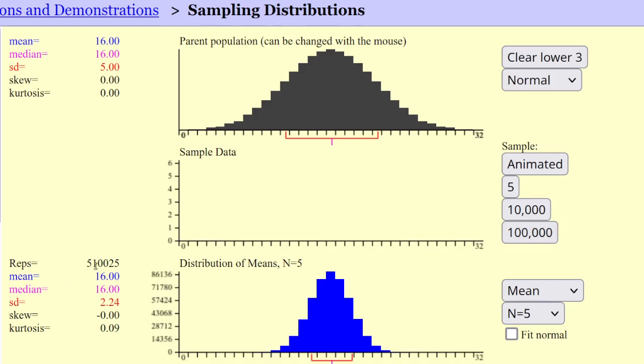And now we have over 500,000 samples. And you can see what the mean of these sample means is. Remember, each of these blue bars started as 5 little observations from our population and a single mean from that getting added in. And the average of those is 16, which is also the average of our population. So that's pretty cool. So that's what a sampling distribution is.